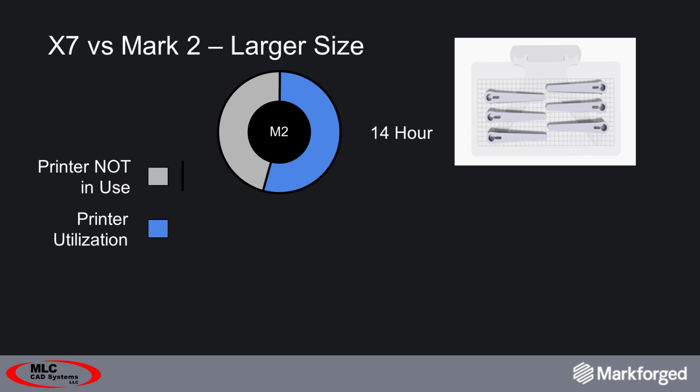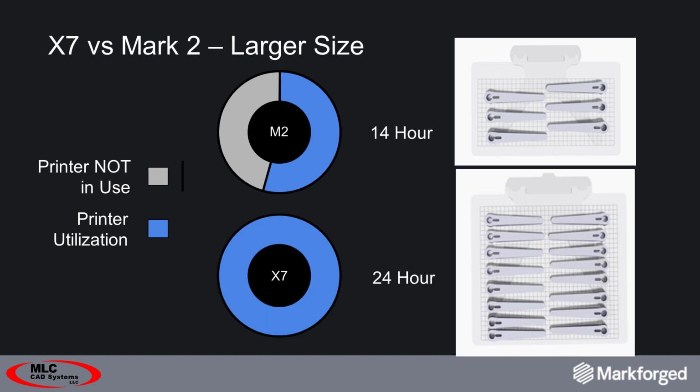Here's one. This was a 14-hour print on a Mark II. It's a batch job, multi-up, one part, quantity of 6. In comparison, on the industrial composite platform, in 24 hours, I can now print quantity 16 multi-up batch job versus 6 in 14 hours. So as you can see, I'm more than 2x the productivity rate with an X7 industrial composite investment than I am on a desktop composite platform investment.